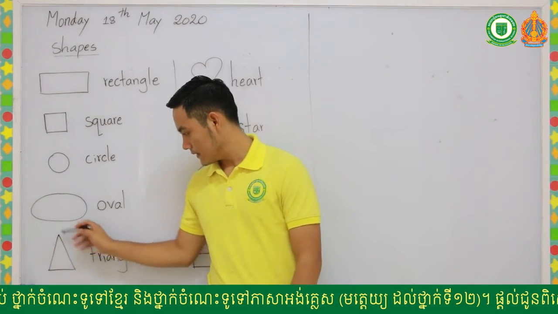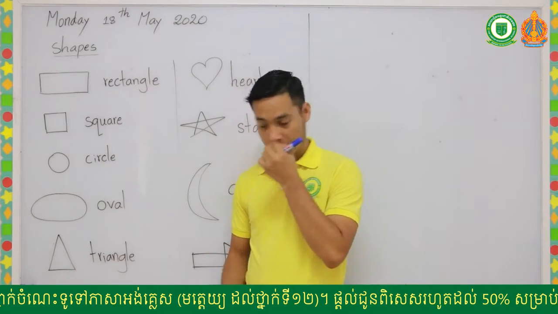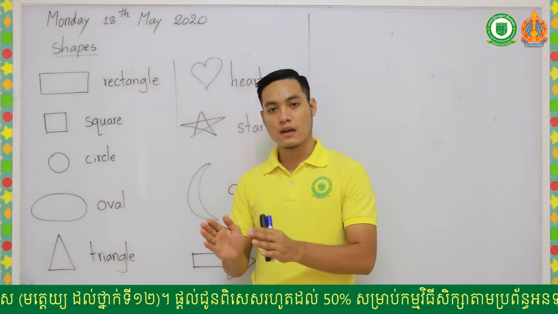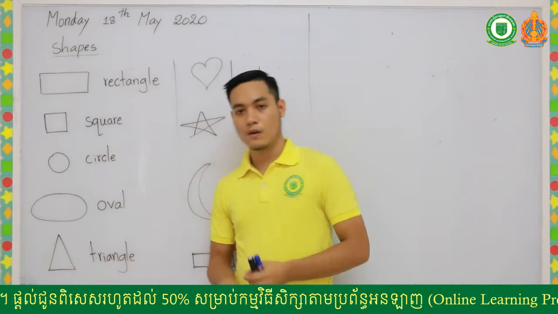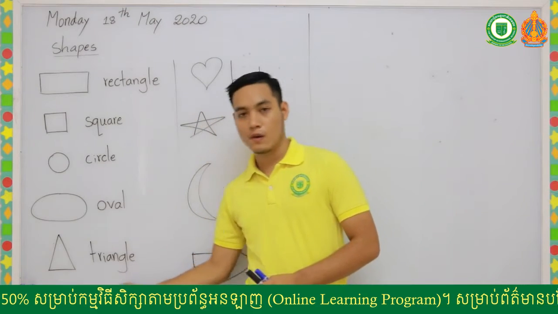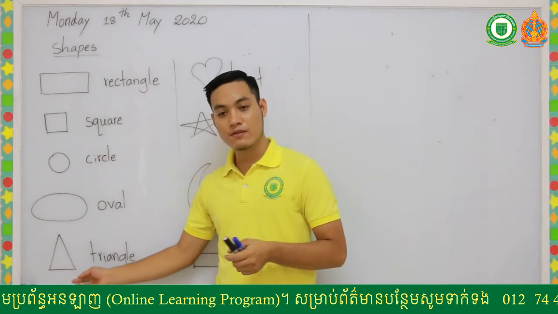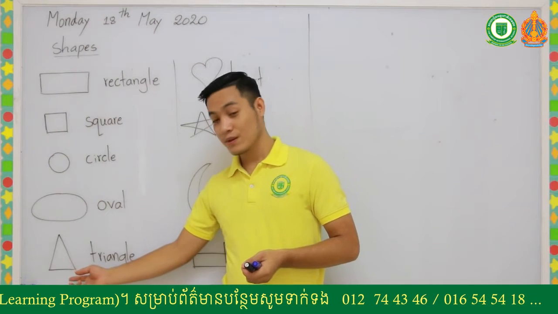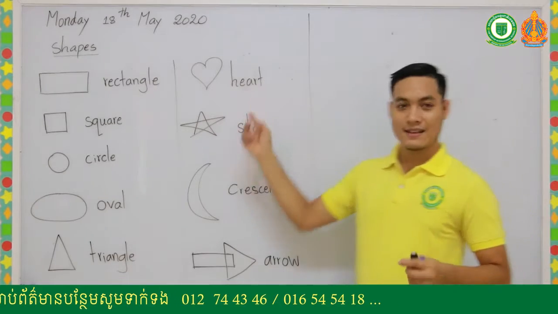Okay, look. This one is triangle. Triangle. But I'll try to pronounce a bit slowly first. Okay. Triangle. Triangle. Triangle. Okay, Jason, read and try. Triangle. Triangle. Yes.